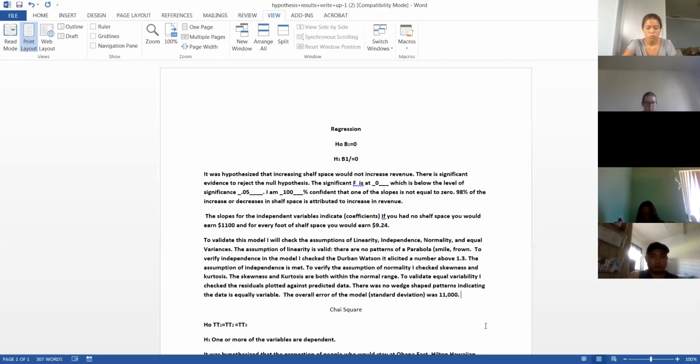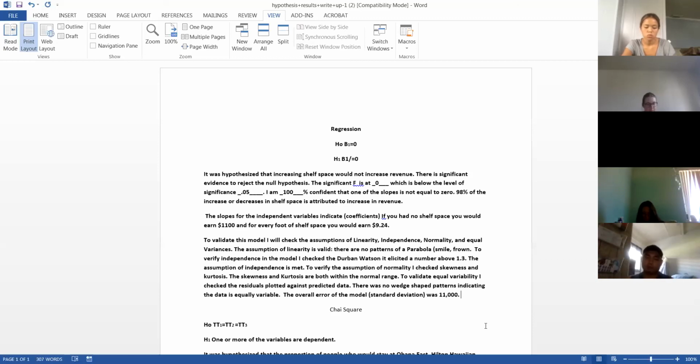The slopes for the independent variables indicate if you had 0 feet of shelf space, you would earn $1,100. For every foot of shelf space, you would earn $9.24. To validate this model, I checked the assumptions: linearity, independence, normality, and equal variances. The assumption of linearity was valid. There were no patterns of parabolas, smiles, or frowns.